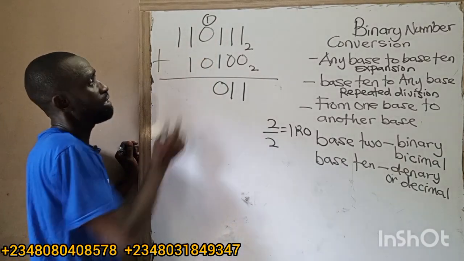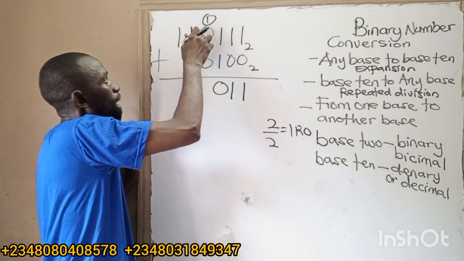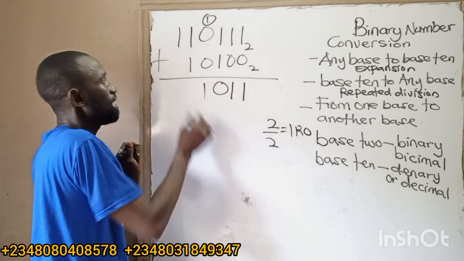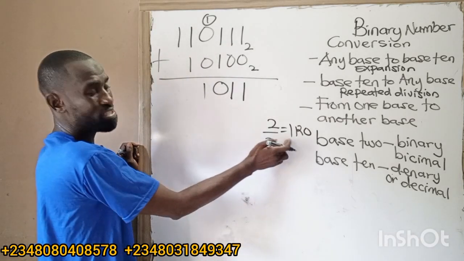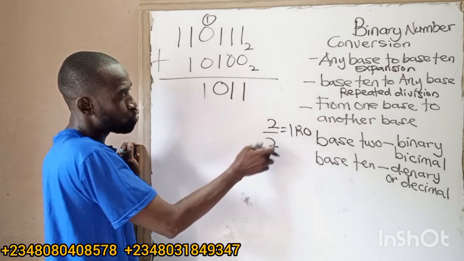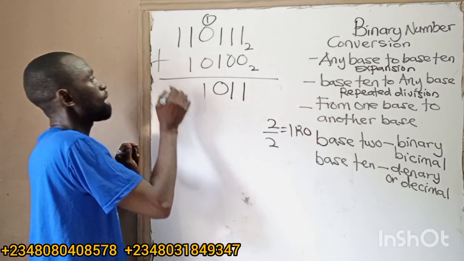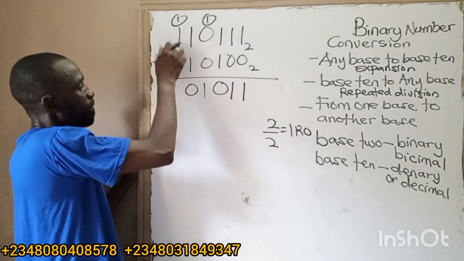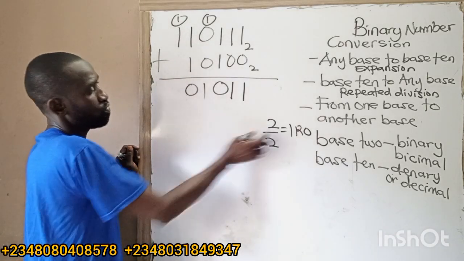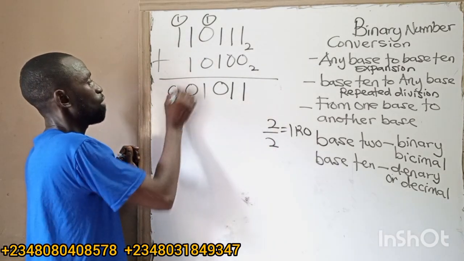Okay? 1 plus 0, I will have 1 here. 1 plus 1 again is 2. I can't see 2 in base 2. I will use the same method. 2 divided by 2, which will be 1 remainder 0. This will now be 0. Again, I will carry 1 over. 1 plus 1, I have 2. 2 divided by 2, I will have 0 and 1.